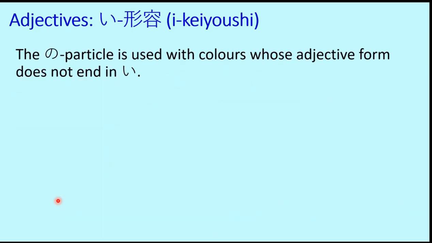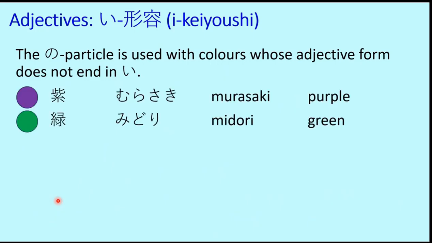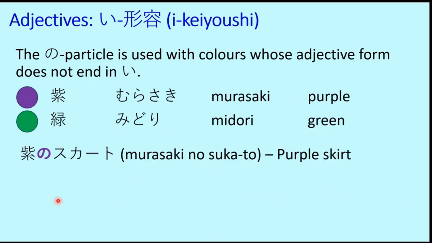The no particle is used with colors whose adjective form does not end in i. For example, murasaki and midori. So what does that mean? Murasaki no sukato. That means purple skirt, or more precisely we can say skirt of purple color. As we know, the no particle represents "of", so skirt of purple color translates to murasaki no sukato.